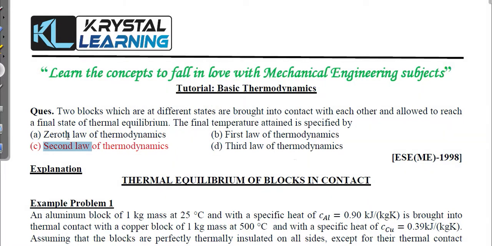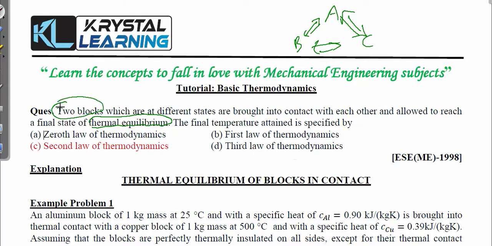In a very famous author's book, the answer is given as the zeroth law of thermodynamics. Why? Because it says thermal equilibrium, and you know thermal equilibrium is the zeroth law. But just study what the zeroth law is. The zeroth law says if body A is in thermal equilibrium with body B, and body A is also in thermal equilibrium with body C, then B and C will be in thermal equilibrium. This is the zeroth law. But here only two bodies are brought into contact.